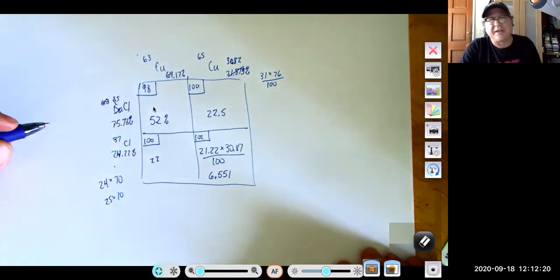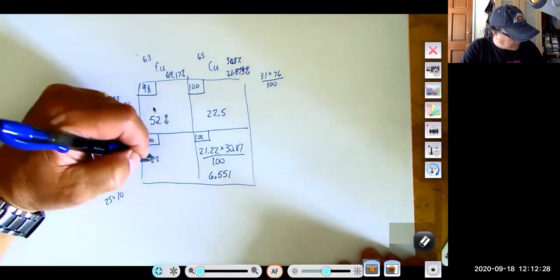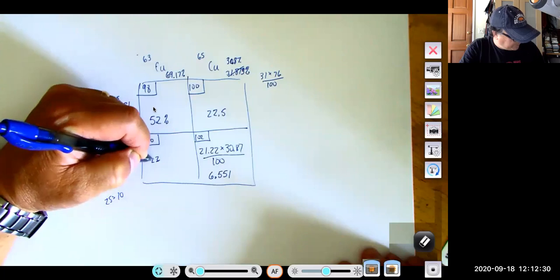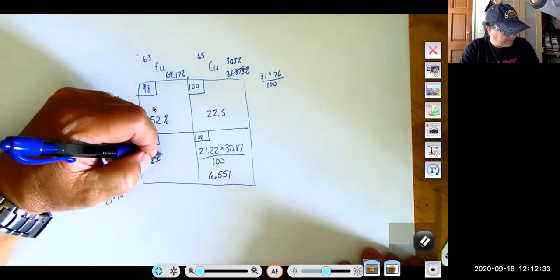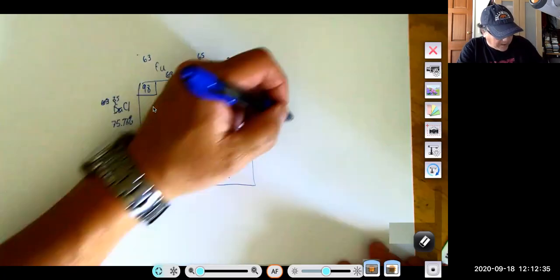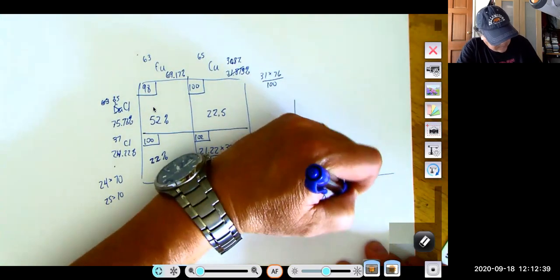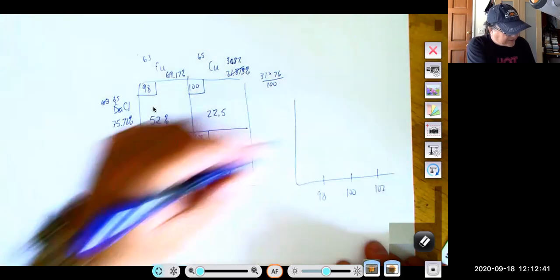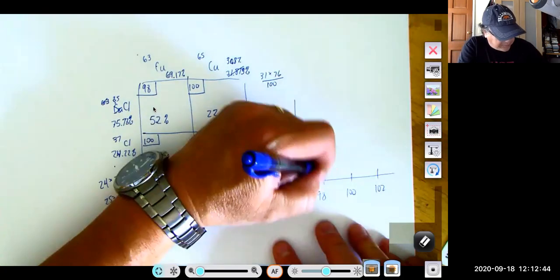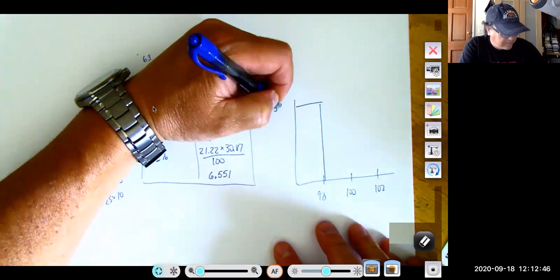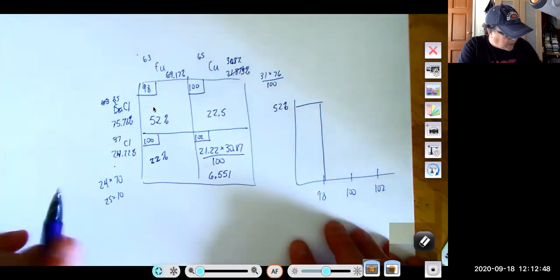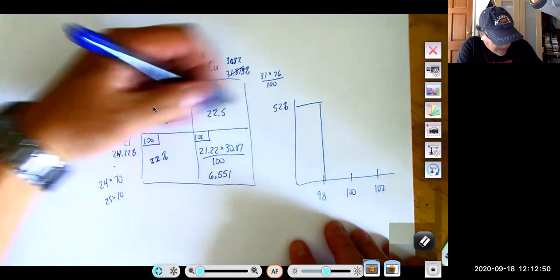Let me think about that for a second. 22 times 70. 20 times 70 is 14. 30 times 70 is 28. So yeah, this is going to be roughly 22%. So when you map these out, this 98 is going to be 52. This 100 is going to be the sum of these two, which is around 44.